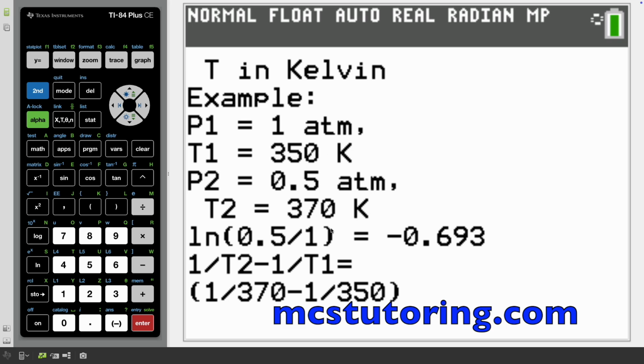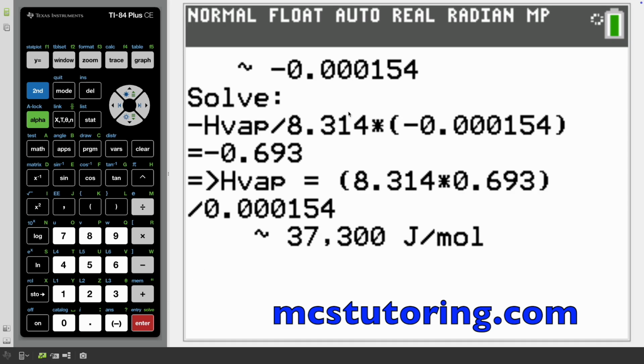So this is kind of giving you what's going on. It's ln of 0.5 divided by 1 equals negative 0.693, times 1 over 370 minus 1 over 350, which is approximately 0.000154. So you plug it all in, and these are the numbers it spits out. It's pretty cool. If you need to rerun it, you can just take notes, so you see how to work an actual example.